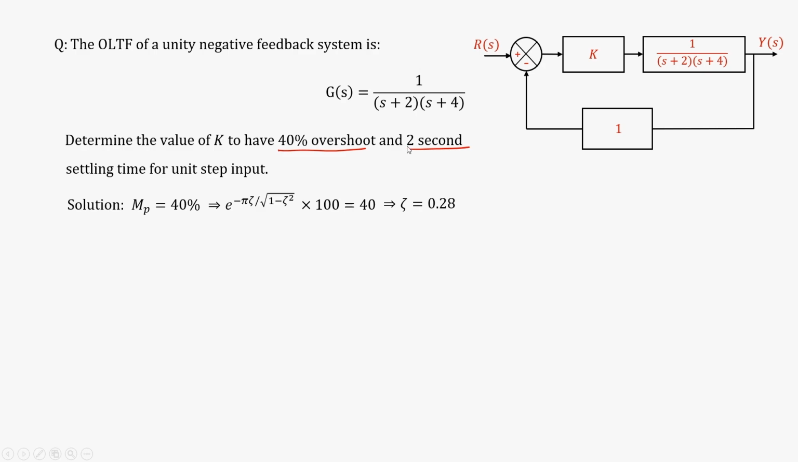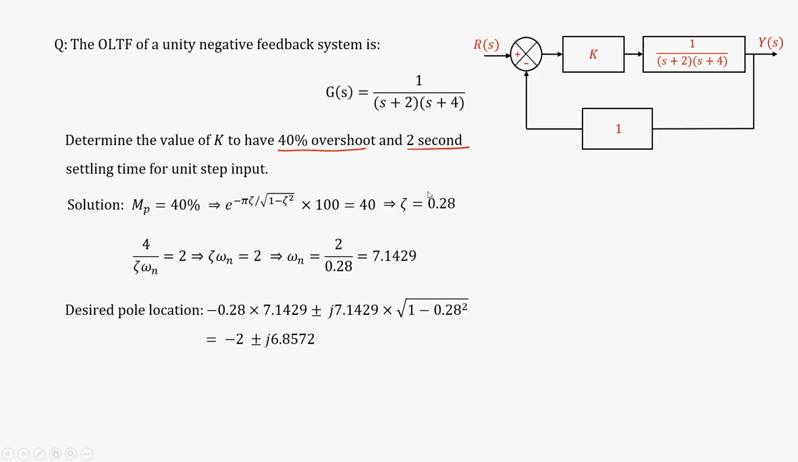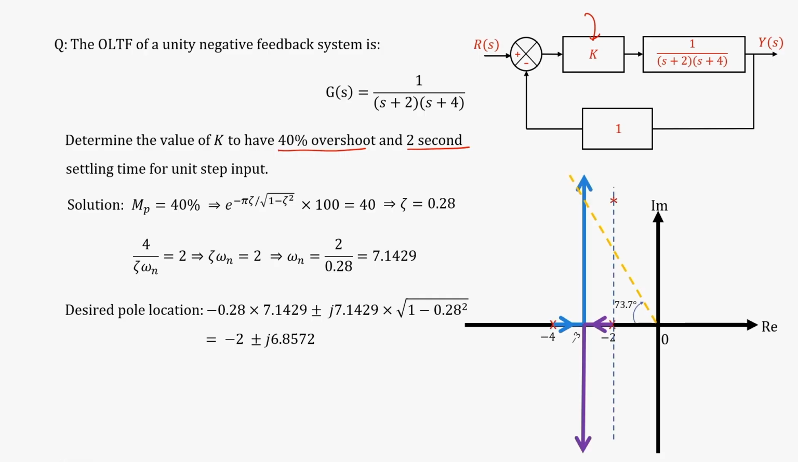So, now you have two formulas. So, for MP 40% we know that zeta will be 0.28, and because settling time is given to be 2 seconds, we will have omega n to be 7.1429. Now, in this case you see you can directly find out the value of the desired pole location. So, the desired pole location will come out to be -2 plus minus j 6.8572. Now, if this desired pole location lies on the root locus, then you can find out a value of k. If this desired pole location does not lie on the root locus, you will not be able to find out a value of k. So, what is the root locus like?